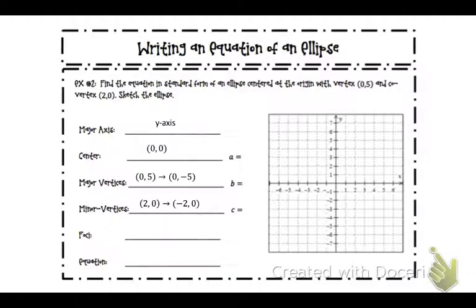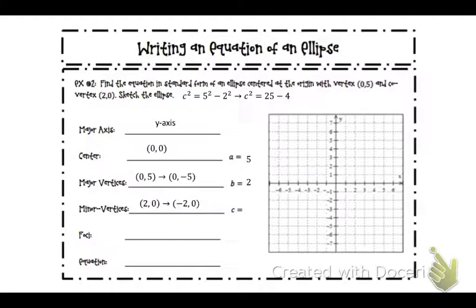Okay? My major axis is the y-axis here because of where my major vertices are. (0, 5), 5 is greater than 2, and 5 is in the y position, so that's going to go up 5 and down 5. Whereas for my minor vertices, that's going to go right 2 and left 2, which is not as big as the 5s. So my a value is 5 because a is always the bigger one. My b value is 2. And let's find our c value.